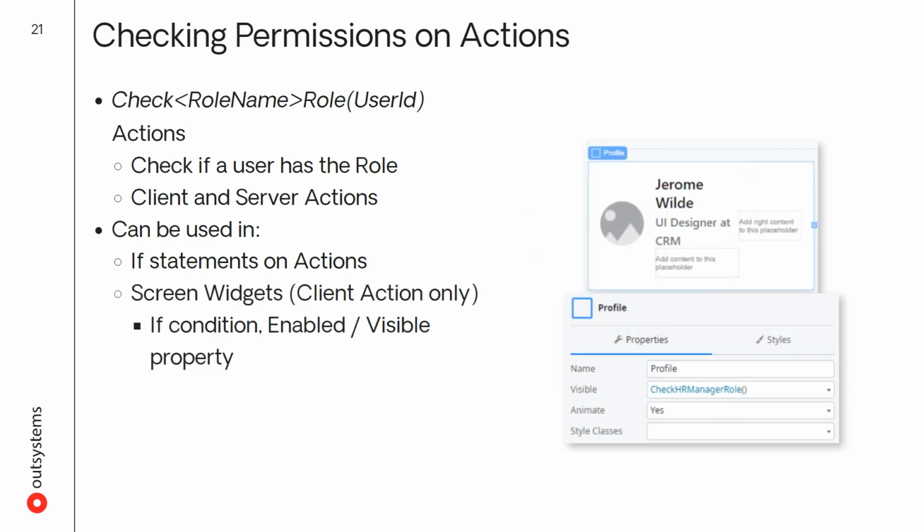The client action can also be used directly in the UI, specifically in screen widgets. Some examples of that are the conditions of the if widget, in a very similar fashion to what is done in the logic, but also as the definition of the enabled or visible property of a widget. For instance, the illustration demonstrates a widget that is only visible if the user has the role. Otherwise, it will be hidden in the screen.